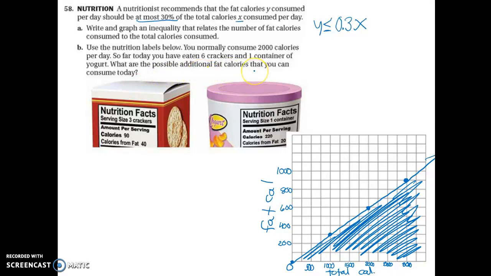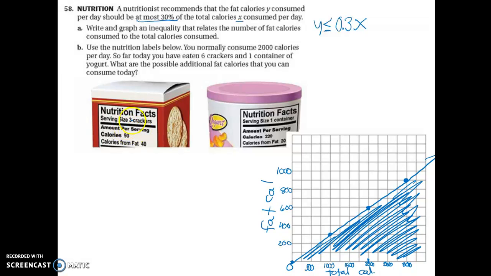So the next thing it asked us to do is look at what are some possible additional fat calories that we could have. It says you normally consume 2,000 calories per day, and so far you've had 6 crackers. Here's the cracker box, and you had 1 container of yogurt, and there's the yogurt box. What are some possible additional fat calories that you could consume today?